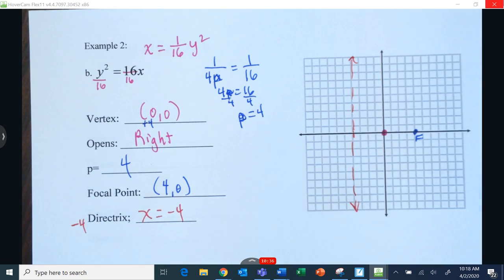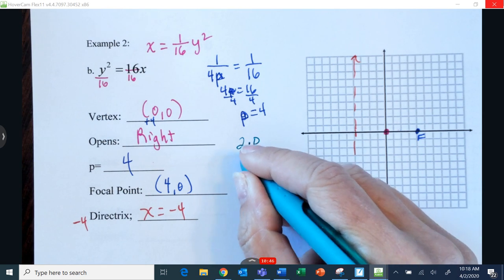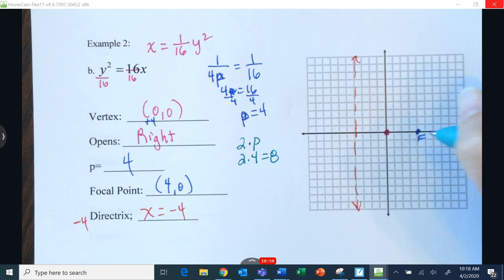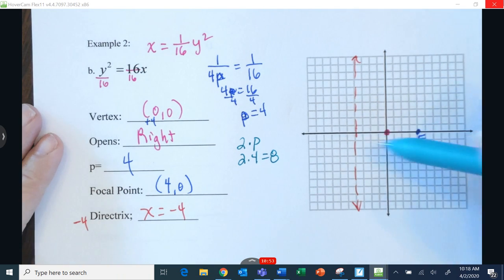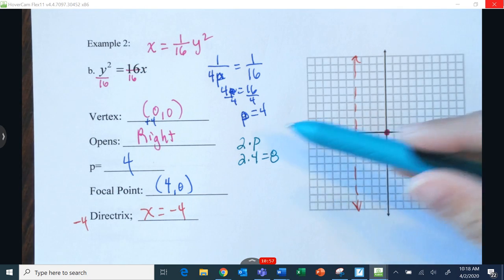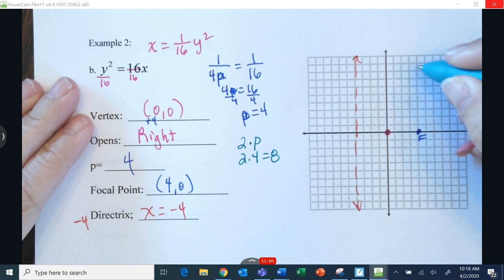Now, I need to find at least 5 points to graph this. I have 1. So I'm going to use that trick that I taught you in the first one. You do 2p, which is 2 times 4, and we go from the focal point in the opposite direction that I went for the parabola opening. So instead of going right or left, I'm going to go up and down 8.